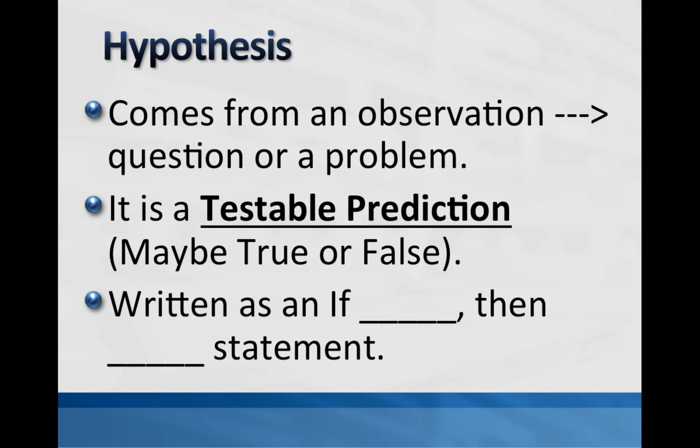So here is your overview. The hypothesis, which you have to learn how to write. There's an observation, a question, or a problem. That's what drives this whole thing. You make a testable prediction. That's basically what you're doing with the hypothesis. And you write it as an if-this-then-this statement. And that's the only way I want to see them written in this class.